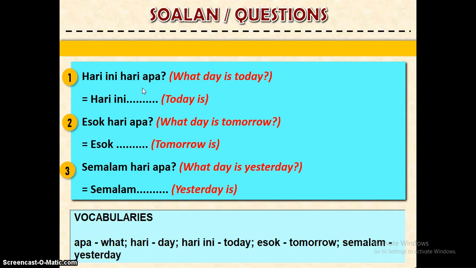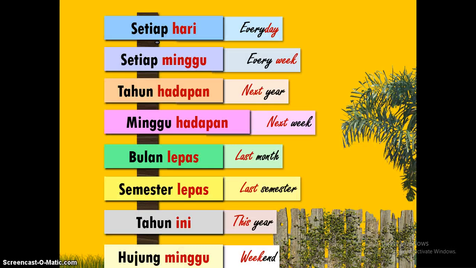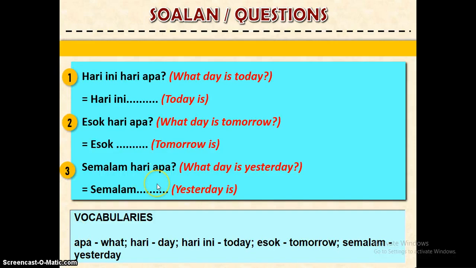How can you ask for what day is today? Hari ini, hari apa? Hari ini, today is. Esok hari apa? What day is tomorrow? Esok. Semalam hari apa? What day is yesterday? Semalam Ahad or semalam Rabu. Hari ini, esok, semalam. Today, tomorrow, yesterday.